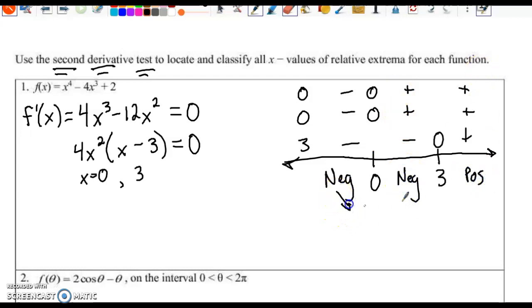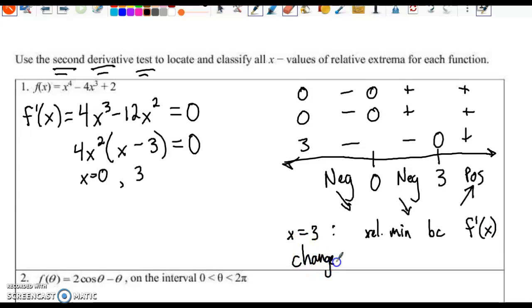So we're going from decreasing to increasing. Well, the old school way would have said that at x equals 3 is a relative min. Imagine I put a space in there. There we go. Relative min, because f prime changes from negative to positive. That's acceptable. Okay, you'll get full points there.